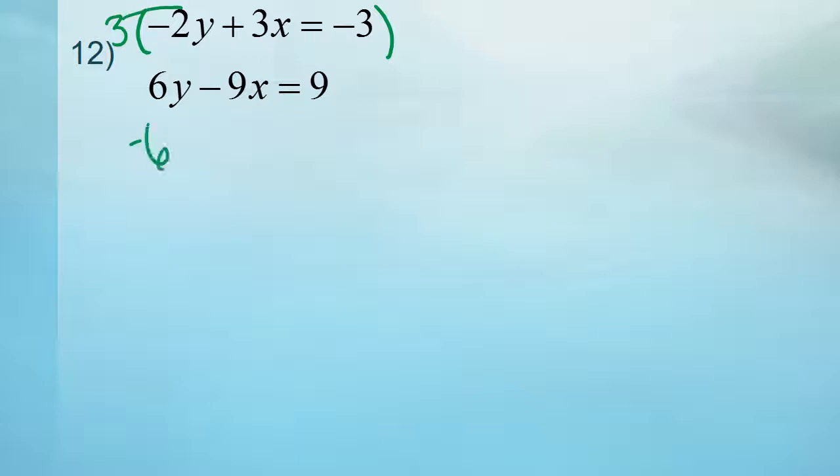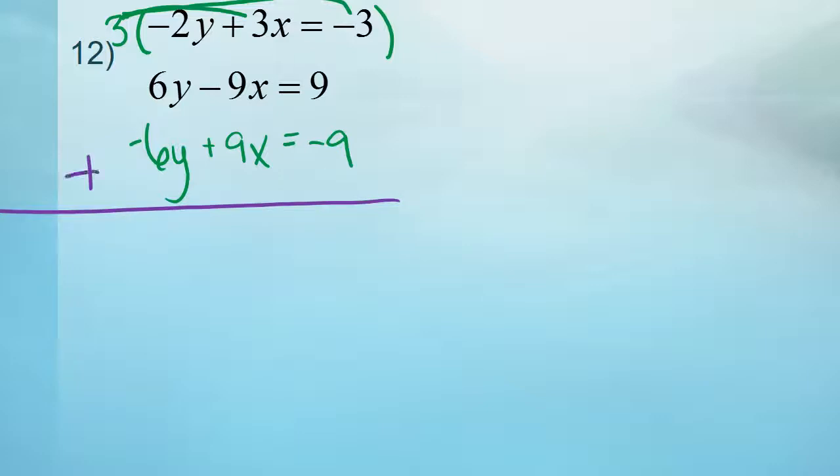If I distribute that 3, I end up with negative 6y, positive 9x, and all the way to the end, a negative 9. Remember to distribute to all values. I'm going to draw a line underneath, and let's do some old school adding. 6y plus negative 6y is 0. Negative 9x plus 9x is also 0. 9 plus negative 9 is also 0.